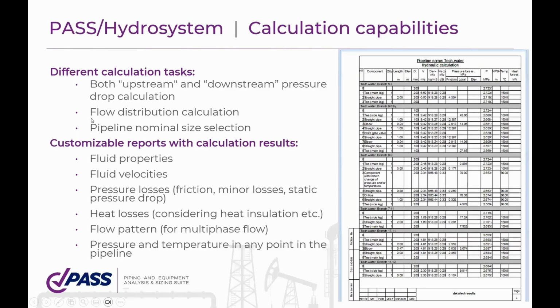In HYDROSYSTEM, you can calculate flow distribution, and you can calculate sizes of the pipes, nominal sizes. And in HYDROSYSTEM, you can get very detailed calculation results, which consist of fluid properties, fluid velocities, pressure drops, etc., on each and every piping component. So you will know what happens in each piece of your piping system after you perform the analysis.